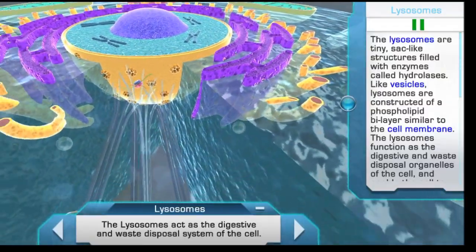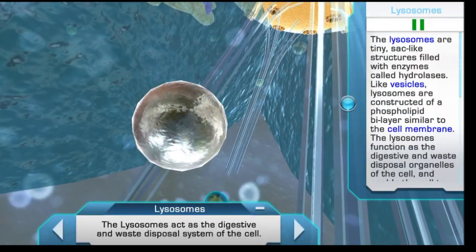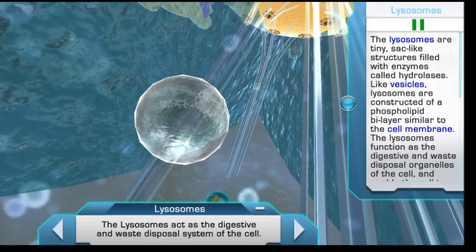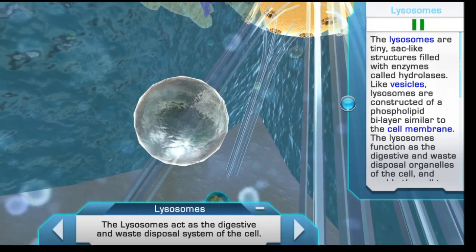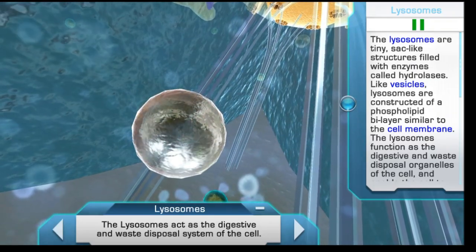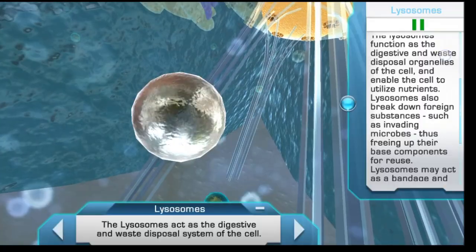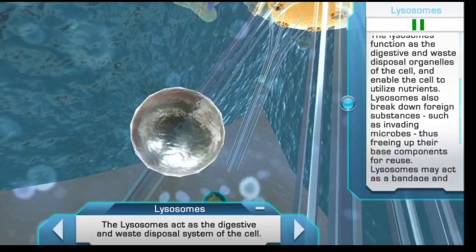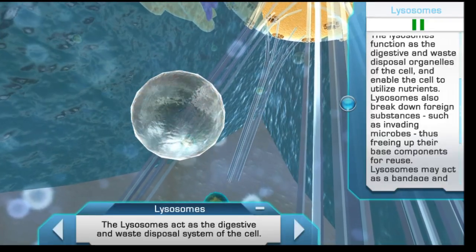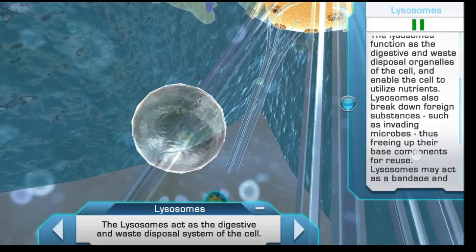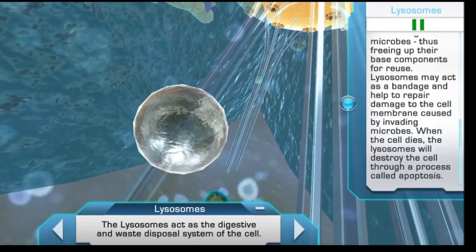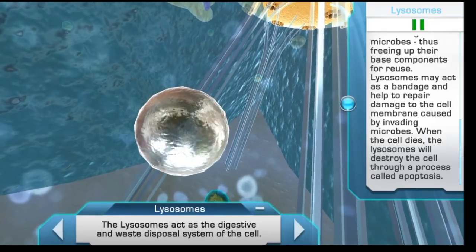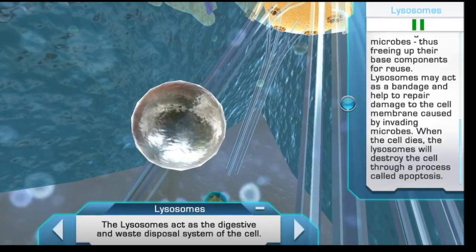The lysosomes are tiny sac-like structures filled with enzymes called hydrolases. Like vesicles, lysosomes are constructed of a phospholipid bilayer similar to the cell membrane. The lysosomes function as the digestive and waste disposal organelles of the cell and enable the cell to utilize nutrients. Lysosomes also break down foreign substances, such as invading microbes, thus freeing up their base components for reuse. Lysosomes may act as a bandage and help to repair damage to the cell membrane caused by invading microbes. When the cell dies, the lysosomes will destroy the cell through a process called apoptosis.